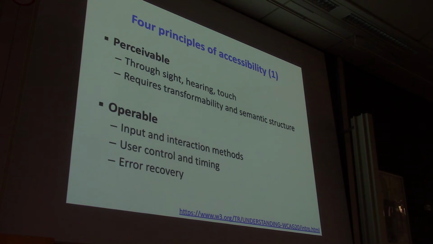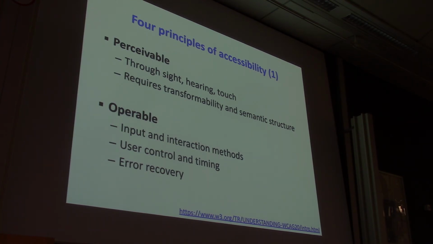Or if you have an image, and you assume that people will see the image, it should also have some alternative text that can describe the content of the image for people that cannot see. So being aware of different senses and how to transform from one sense to the other is what these perceivable principles are about.